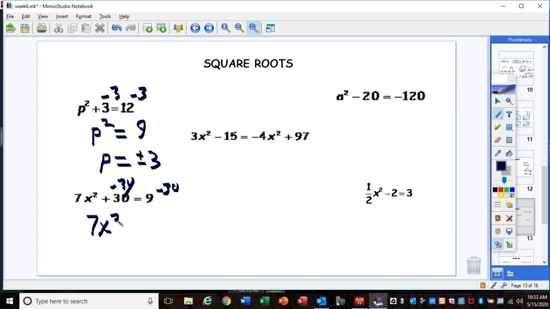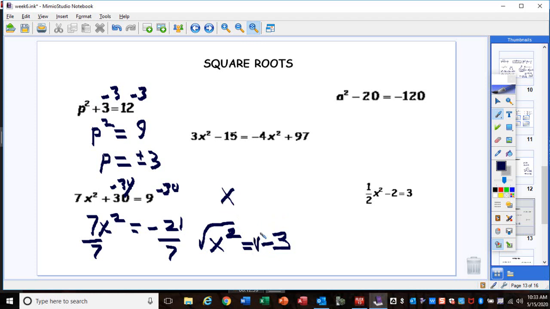7x squared is equal to negative 21. Okay, divide by 7. And so x squared is equal to negative 3. Well, you cannot take the square root. So I'm going to take the square root of this and get x. The problem here is this. You cannot take the square root of a negative number using real numbers.